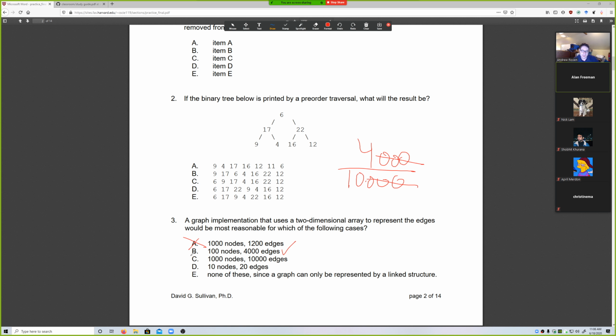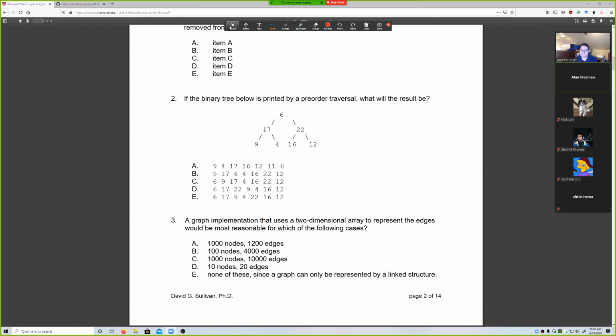So, no. And now, over here, D is pretty close, but it's not as close because it has 20 edges out of a possible 100. So it's most reasonable to use it for this guy because he's got 0.4. So B is our correct answer.